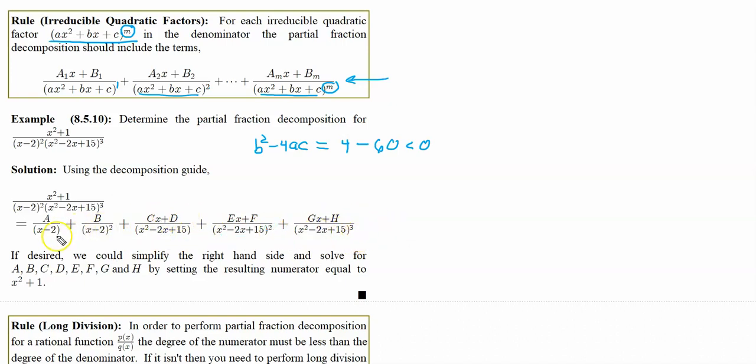You would then have to solve for the a, b, c, d, e, f, g, and h by simplifying the right-hand side, finding common denominators, adding everything together, and then you would set the numerator equal to the x squared plus 1, and then you would have to solve for the a, b, c, d, e, f, g, and h terms. So this would be a very involved problem. Now let's take a look at one more rule.